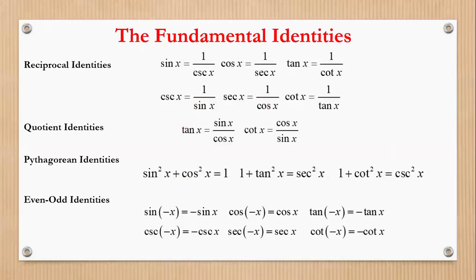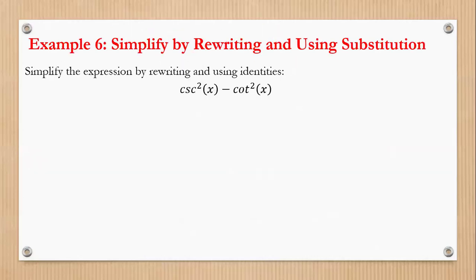I put all the formulas here for you to review again. So let's look at another example. This time we want to simplify the expression by rewriting and using the identities. Okay. There is no other side. We just want to simplify. That's it. And simplify to see what's the simplest form of this expression that we can get.